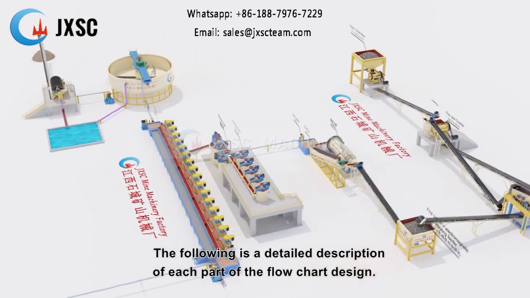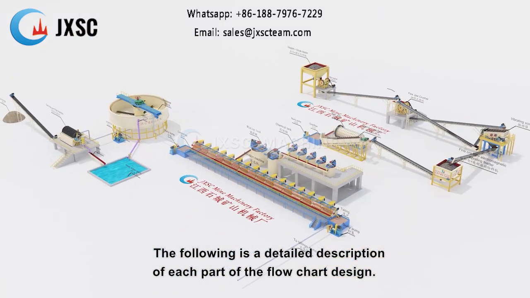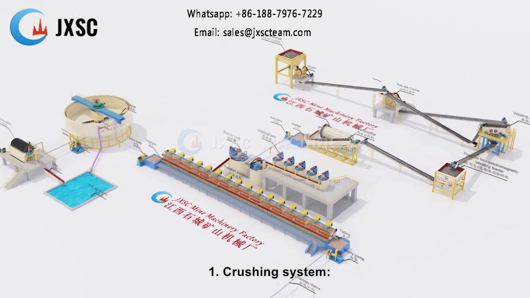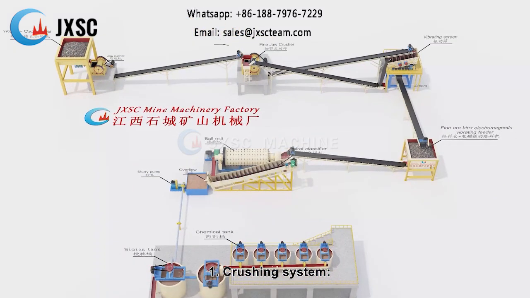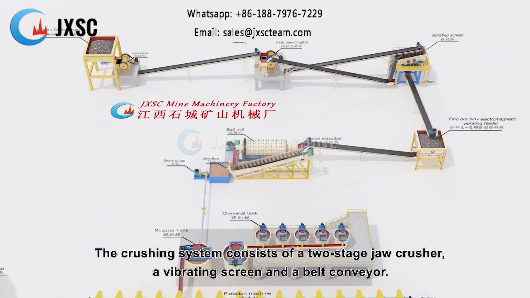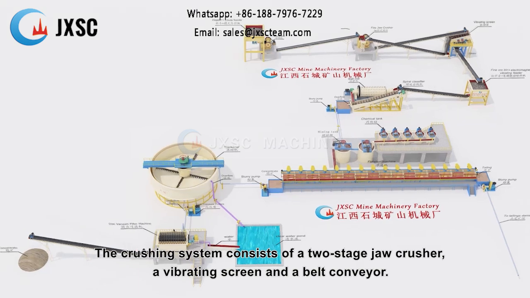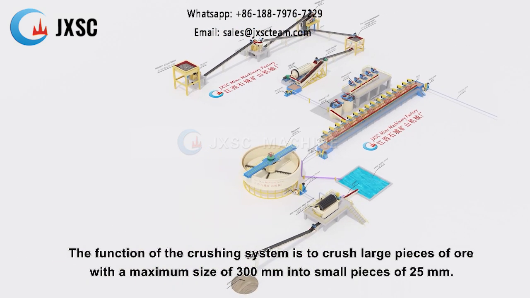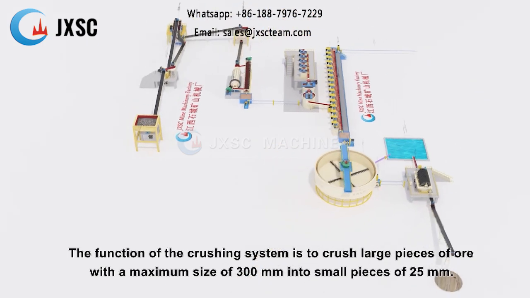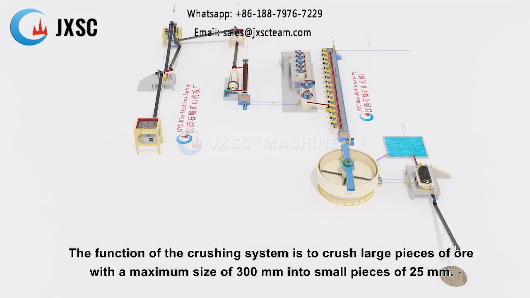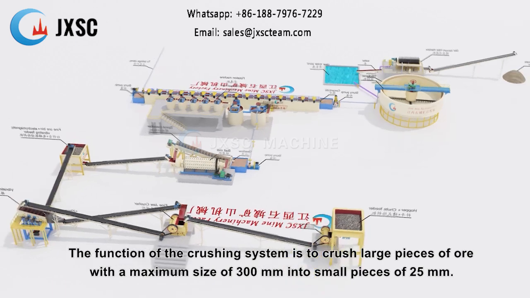The following is a detailed description of each part of the flowchart design. 1. Crushing system. The crushing system consists of a two-stage jaw crusher, a vibrating screen, and a belt conveyor. The function of the crushing system is to crush large pieces of ore with a maximum size of 300 millimeters into small pieces of 25 millimeters.